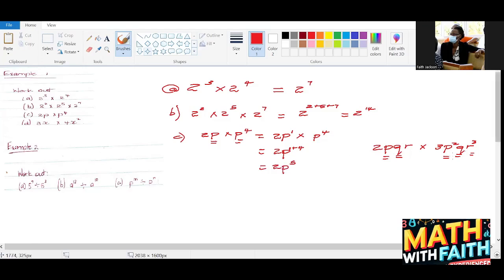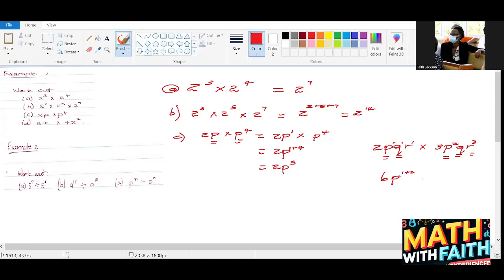Look at it here now, even more complex with p, q, and r. So we are looking only at those that share the same base. So 2 by 3 is 6. We could say this is 6. p, this p and this p, same base. This 1 is understood, or the ones here are understood. So that's p to the power 1 plus 2.